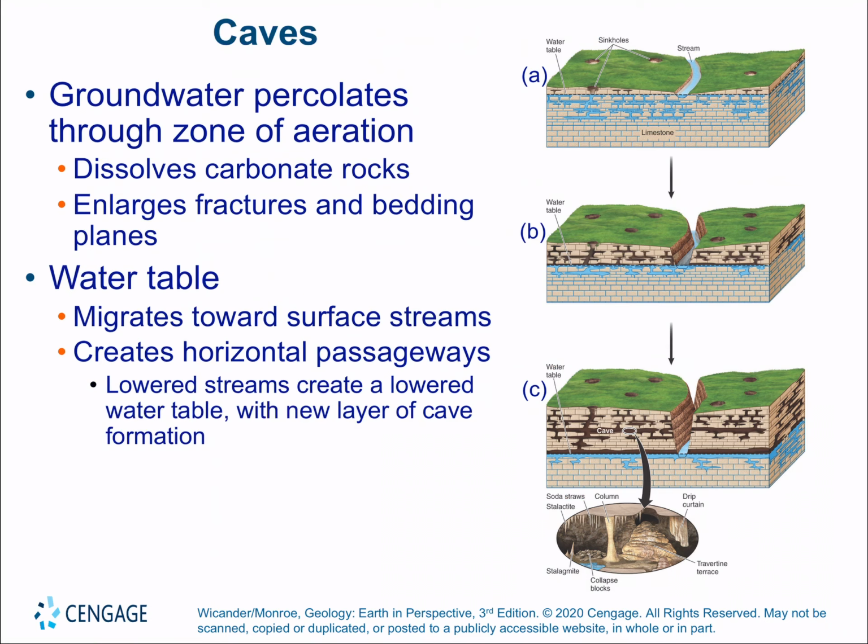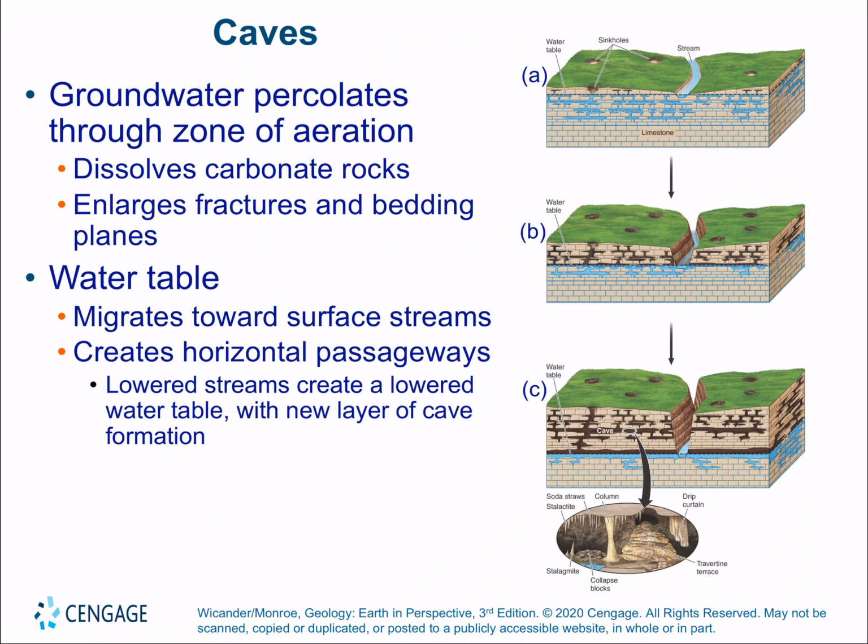And you can see this process going through picture A, B, and C. In picture A, it shows you that groundwater percolating downward through the zone of aeration and flowing into the zone of saturation. In picture B, you see your stream has eroded deeper, and groundwater moves along the surface, lowering the water table, forming these interconnected horizontal passageways that you see in dark brown.